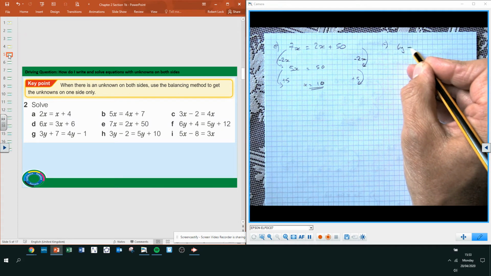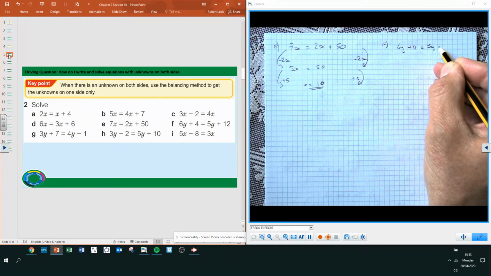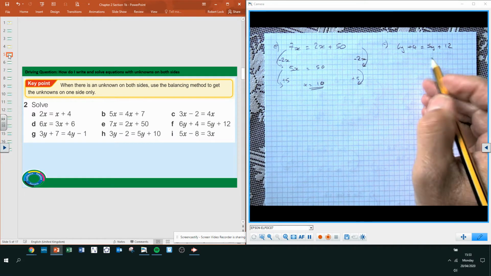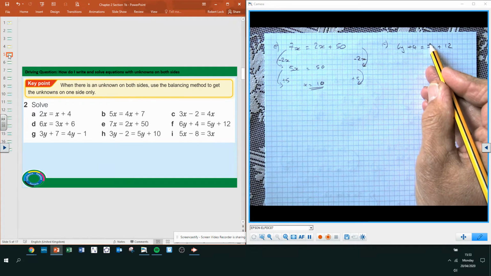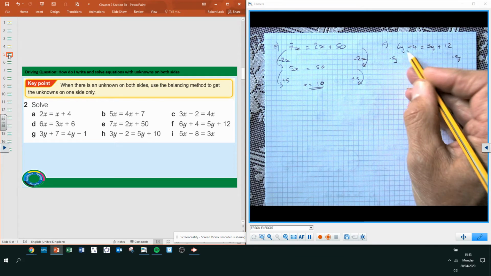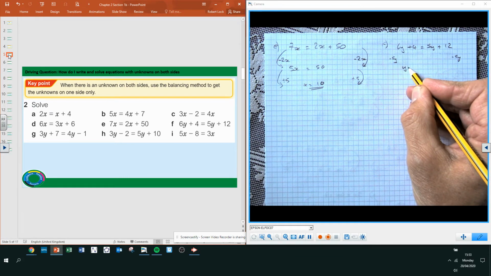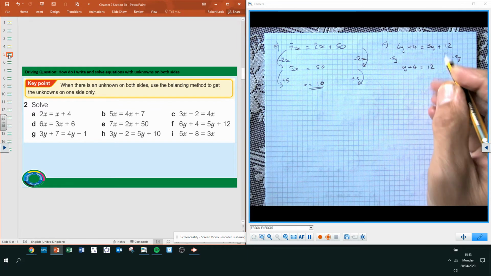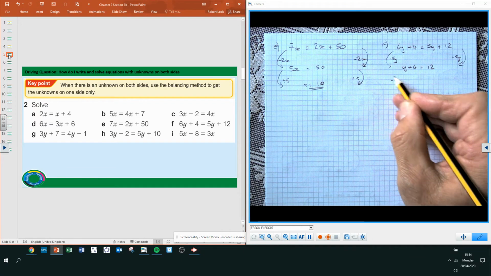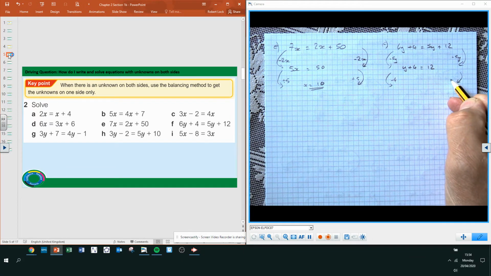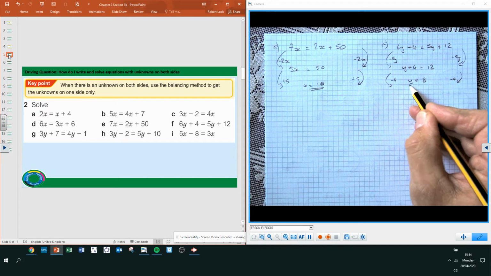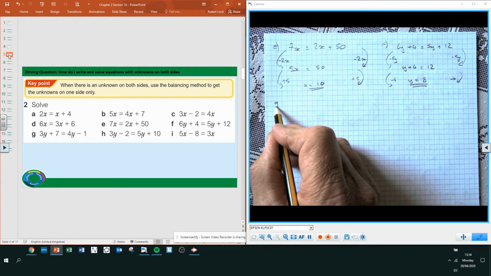6y plus 4 equals 5y plus 12. Minus 5y both sides. 6y take away 5y is just y. Plus 4 equals 12. Take away 4 on both sides here. Now I'll put my arrows in here. So take away 4 both sides. y equals 12 take away 4 is 8. F, G.